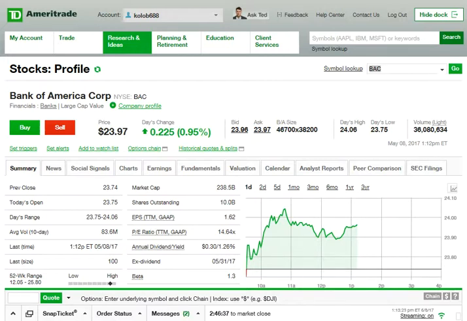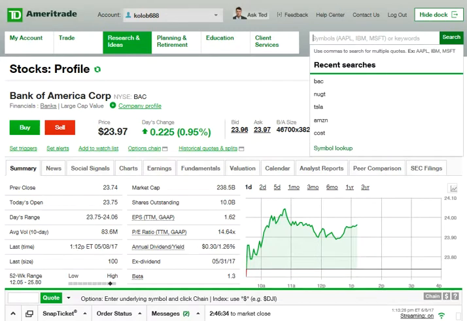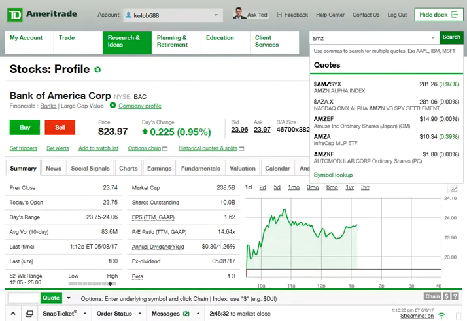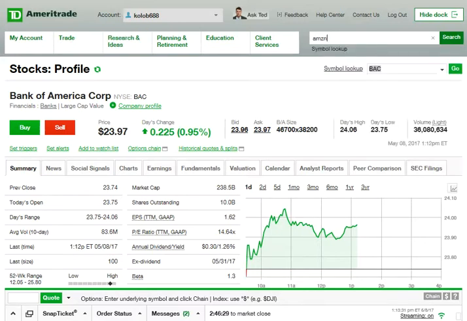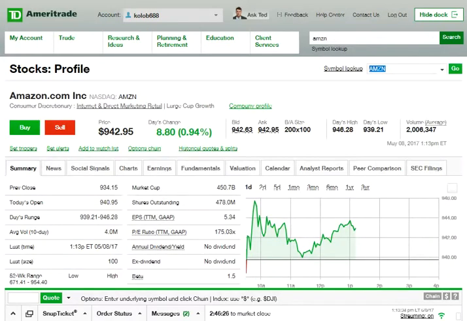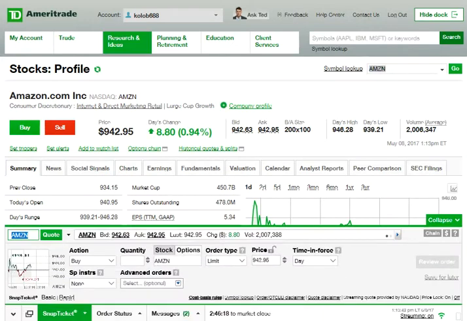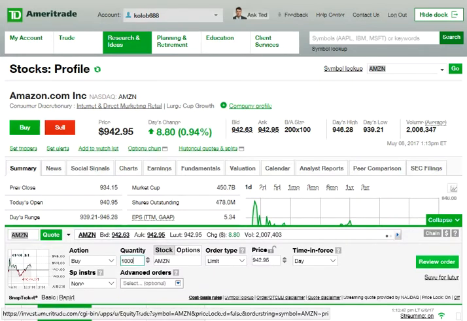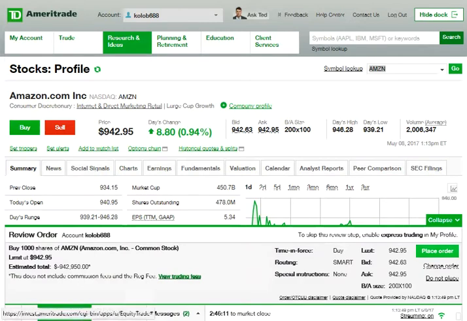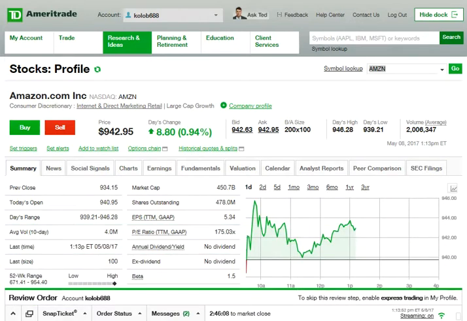Now, if you want to buy a stock, let's say you want to buy Amazon, you just put the symbol in. This is TD Ameritrade. You pull up the stock symbol and voila, there it is. You see there's a buy button and a sell button. You click on the buy button and put in your order, 100 shares, and click review order, and then you're ready to go. Oops, I put in 1,000 shares. That would have cost me $942,000. But anyway, it's very simple to buy and sell stock.